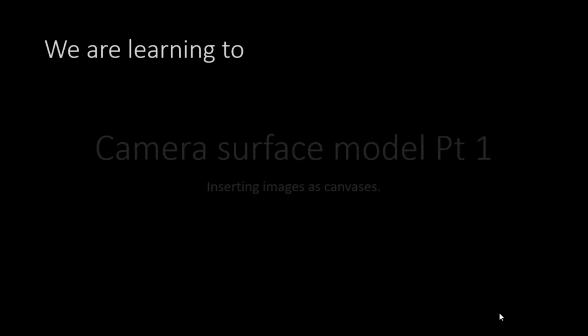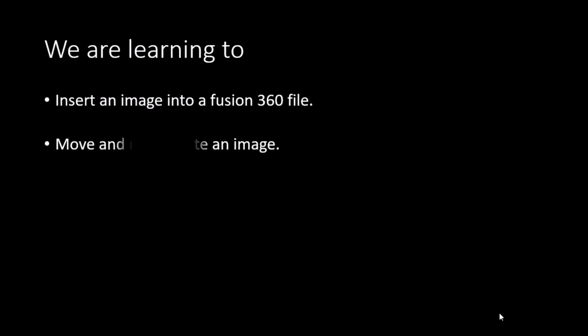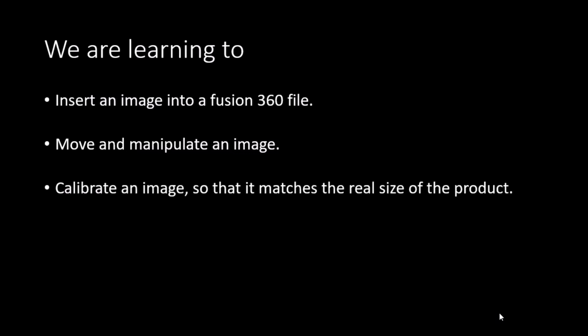Welcome to the Camera Surface Model Project Part 1. In today's lesson we're looking at inserting images. We're going to insert an image into a Fusion 360 file. We are going to move and manipulate that image into the correct position, and we are going to calibrate an image so that it matches the real size of the product.